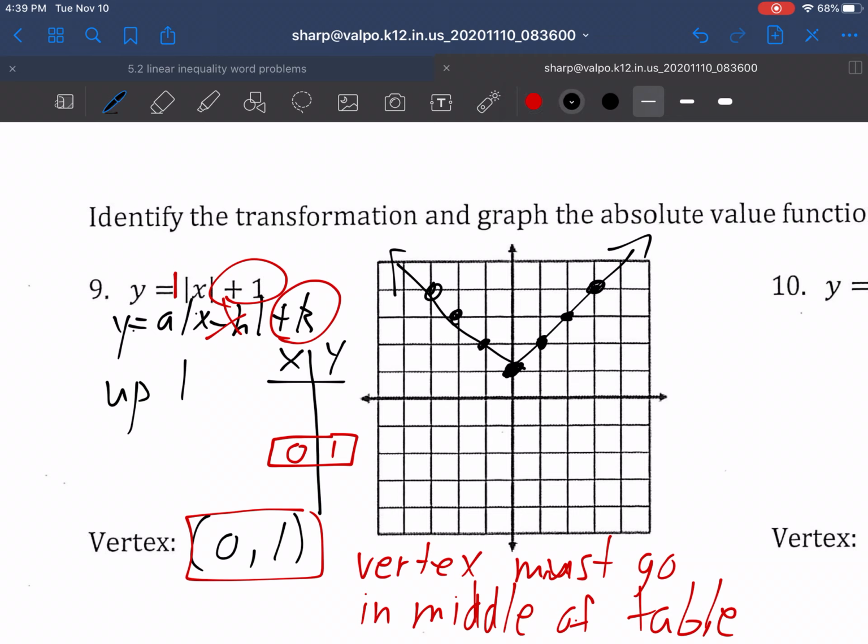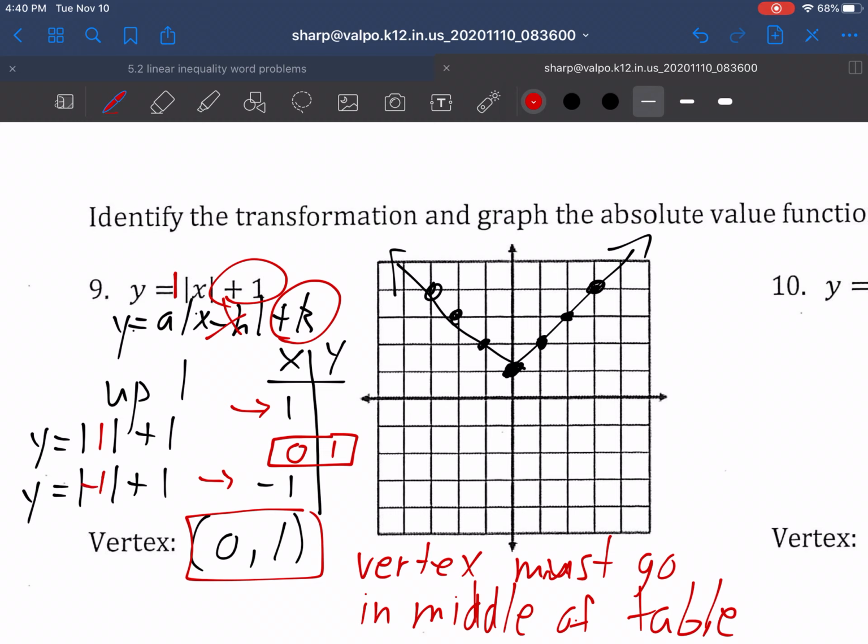But if you're going to make one, the vertex goes in the middle of your table. And then what you can do is just go around the vertex. So like 0, well, I can go 1 higher and 1 lower. And then you guys would just plug it in. It says y equals absolute value of x plus 1. I'll rewrite it. Y equals absolute value of x plus 1. And I'm going to plug in each of the numbers that I was supposed to. Right here, I put a 1 in for the table, right here, I put a negative 1 in for the table. And just see what each equals.